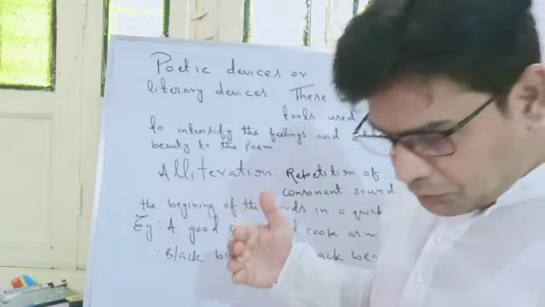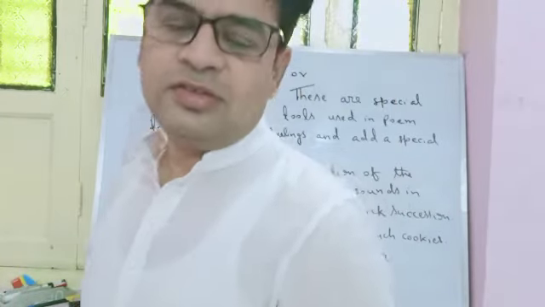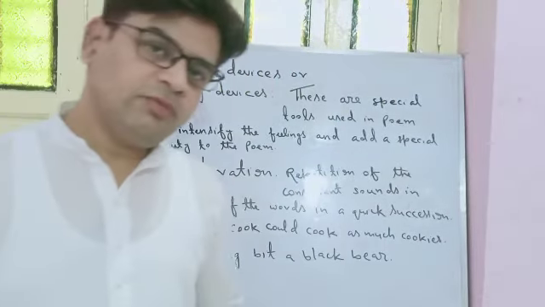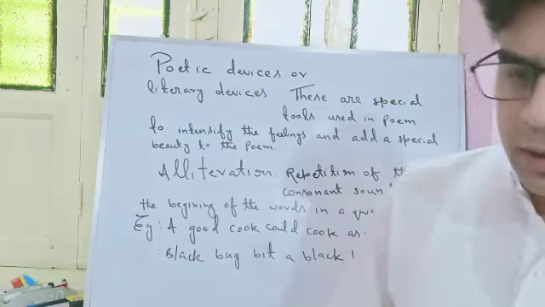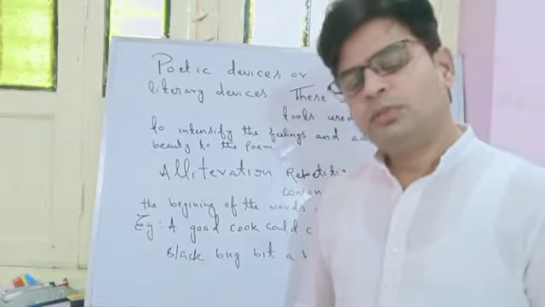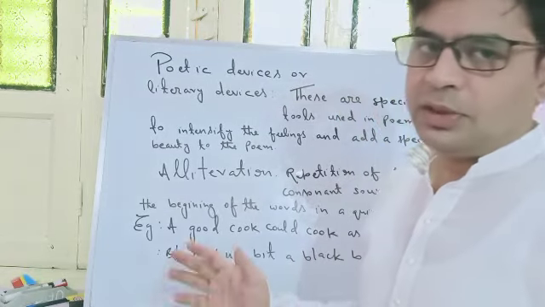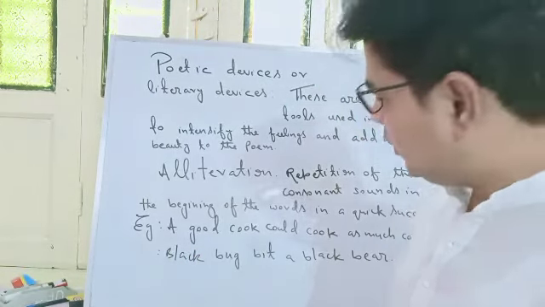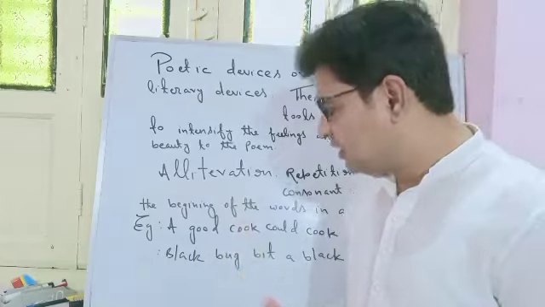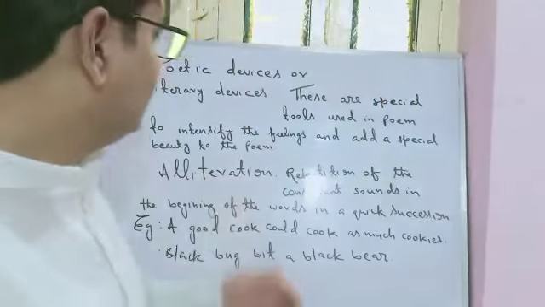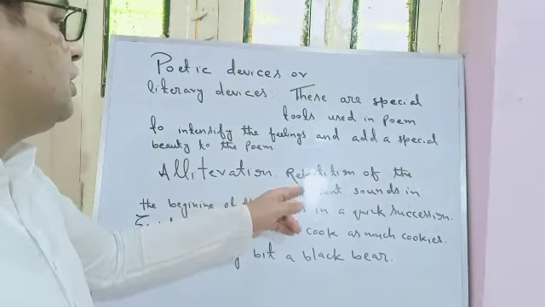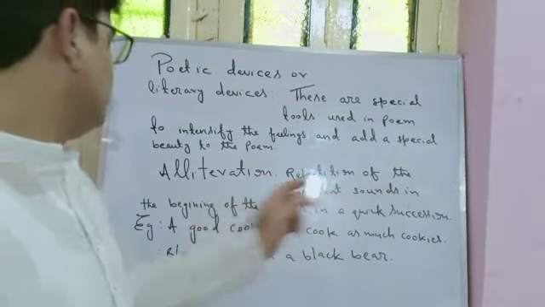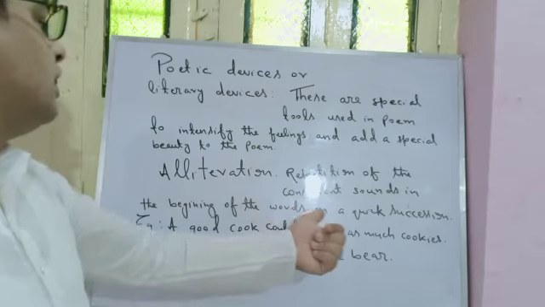And there are many poetic devices, but the most common ones, which are used in day-to-day poems, the poems of your class 10th book, I will be explaining. In my two videos, first of all, I will explain here. The first poetic device over here is alliteration. So what is alliteration? Alliteration is repetition of the consonant sounds in the beginning of the words in quick succession.